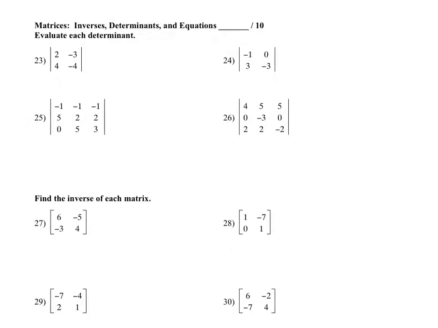Finally, we've got some determinants and inverses. For 23, I'm going to do the determinant. 2 times negative 4 is going to be negative 8. I'm going to take that and subtract negative 12, which gives me positive 4 as an answer.